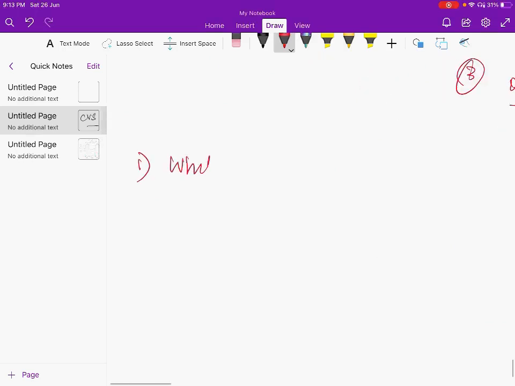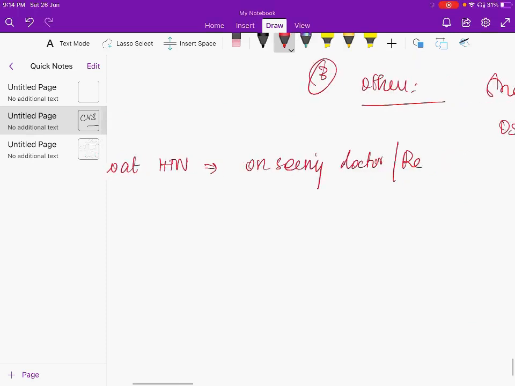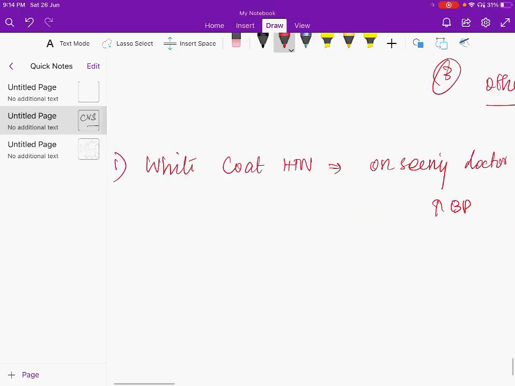What is white coat hypertension? On seeing the doctor, or on recording BP alone, the patient will have raised BP. Otherwise, it is normal at home.